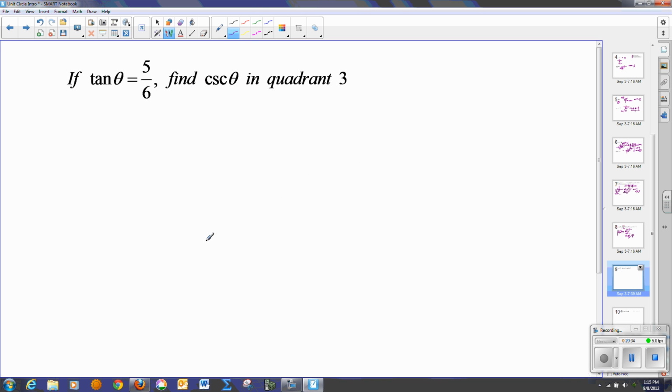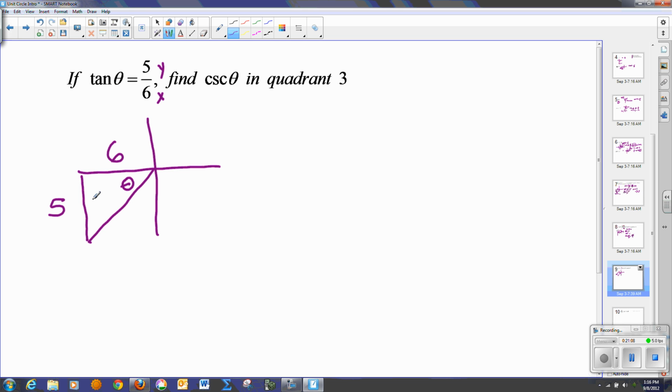Here's a similar problem. I know the tangent is equivalent to 5/6, but in this case my angle is formed in the 3rd quadrant. So if I form an angle in the 3rd quadrant, I'm going to put my angle over here, draw a triangle, and I know my tangent value, which is the y value, or the opposite in this case, over the adjacent value, which is x, is 5/6. So I know that in the 3rd quadrant, this measure would actually be a -5, and this measure would actually be a -6.